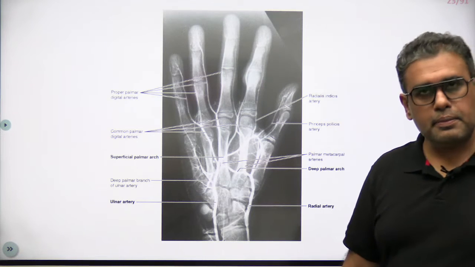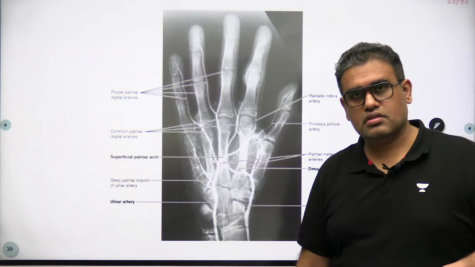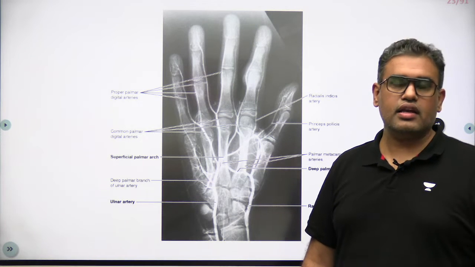Lastly, we can see the arterial supply. Again, the palmar arches, continuation of radial and ulnar artery. Radial and the ulnar artery.